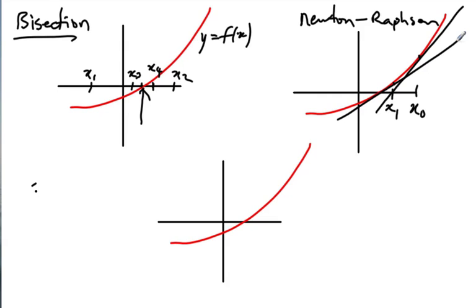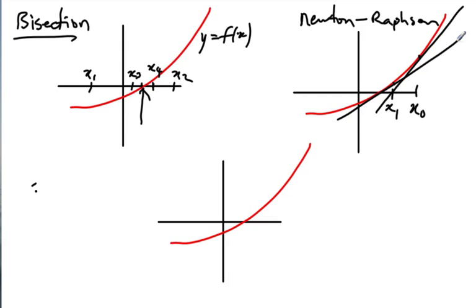Where the tangent crosses the x-axis, yes, that's your guess at the true answer. So x0 is your first guess. You just put a point out there somewhere. Then the tangent cuts at your next best guess, and then the next tangent, and the next tangent, and the tangents will get closer and closer to the true answer. And each one is called an approximation.